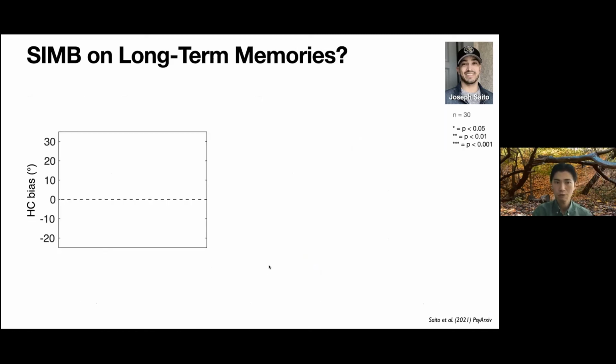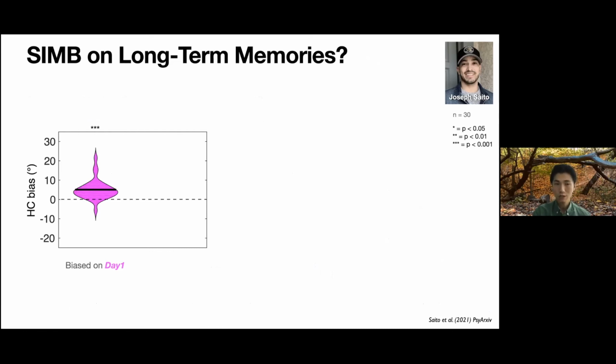Is long-term memory susceptible to SIMB? One way to look at it is to see whether the perceptual judgment that was done after the encoding task biased the long-term memory representation. When we look at that for the day one objects, what we found is a reliable bias in the direction of the item that was judged to be similar.